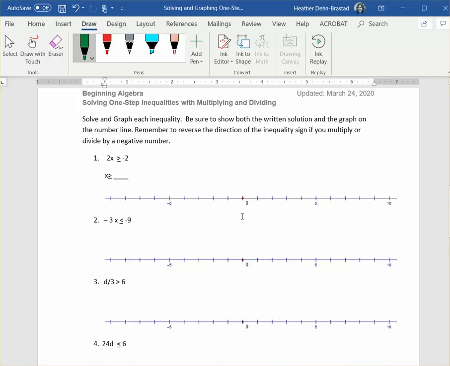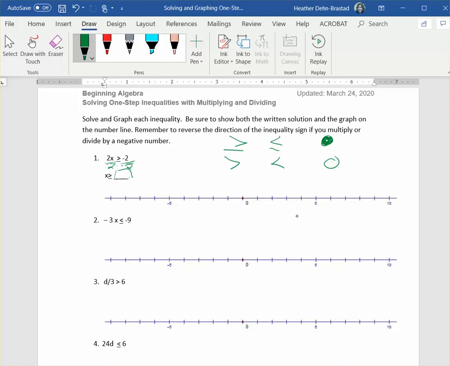For each of these, you need to write the solution and do the graph. So in number 1, it started for you. It's 2 times x. That's not a negative number, so we don't have to change the direction of the inequality. So once you divide both sides by 2, you'll be able to put your answer here and then graph it. Remember that for greater than or equal or less than or equal, you use a solid dot. For greater than or less than, you use an open circle. And then your arrows point the same direction as your inequality does, as long as the x, or the variable, is on the left side.